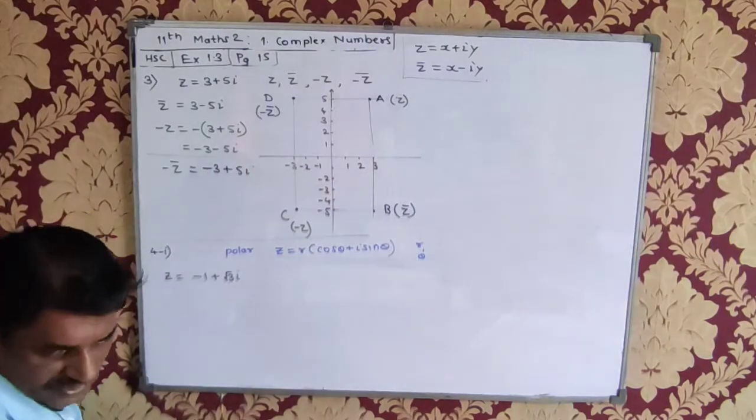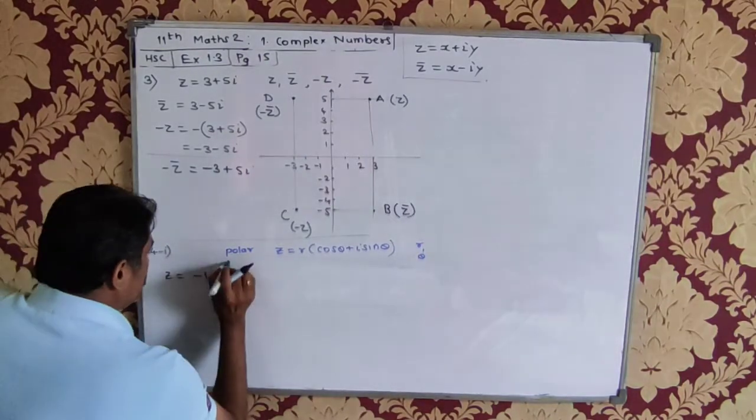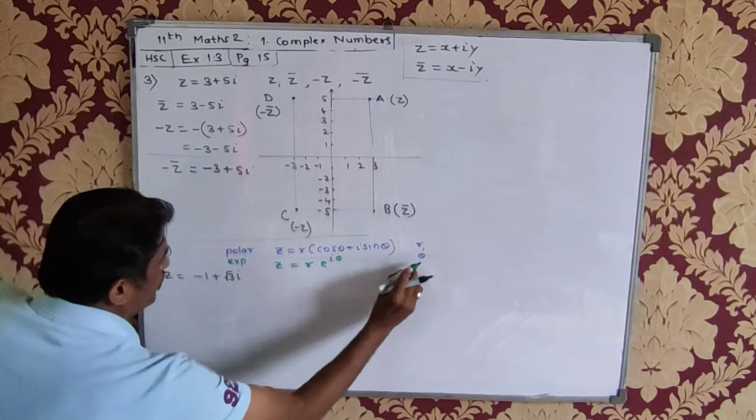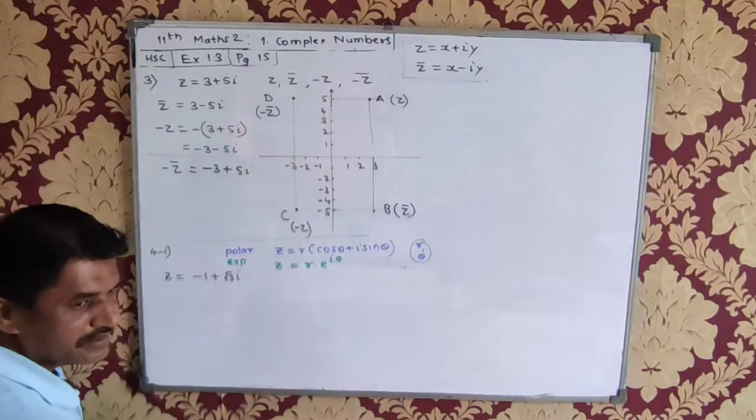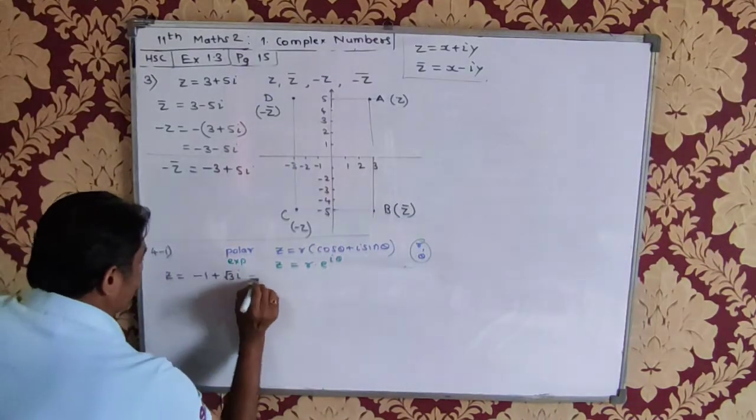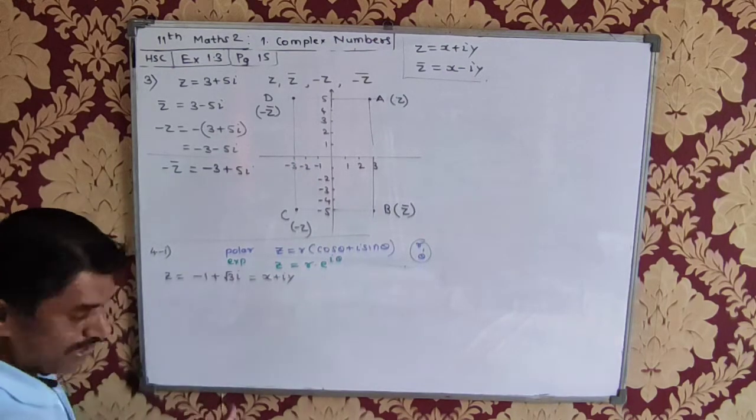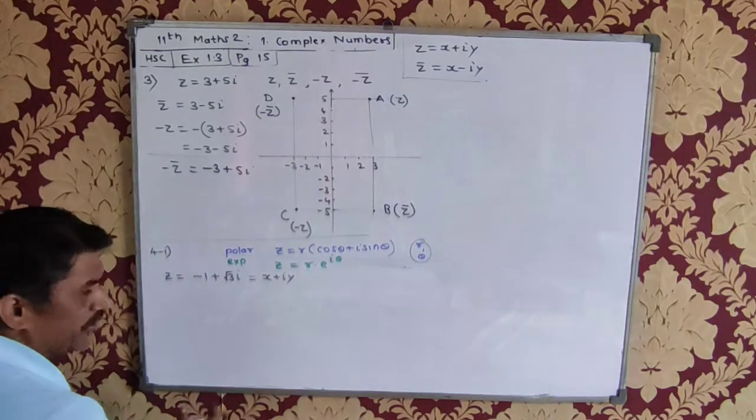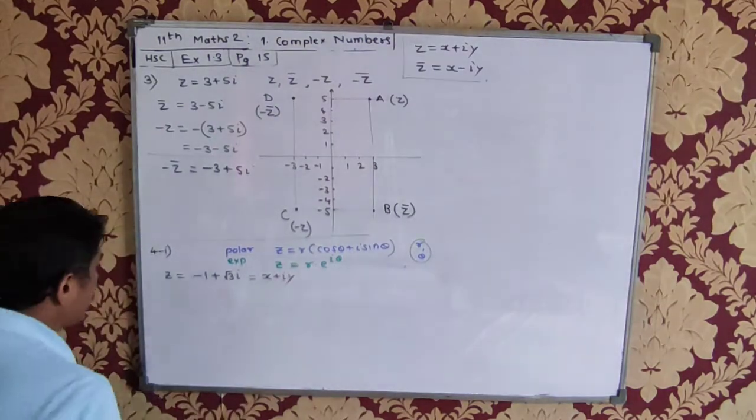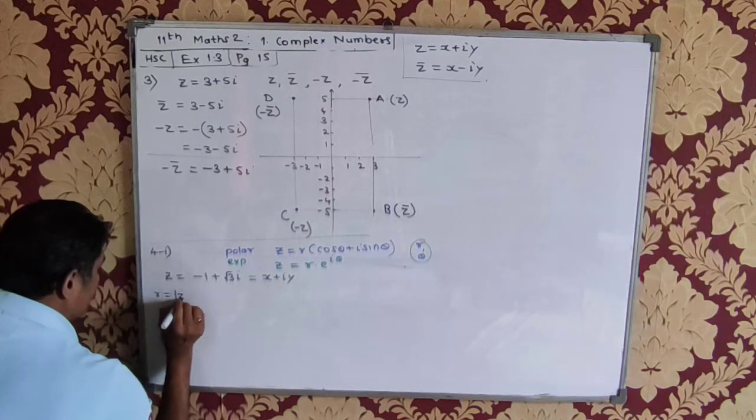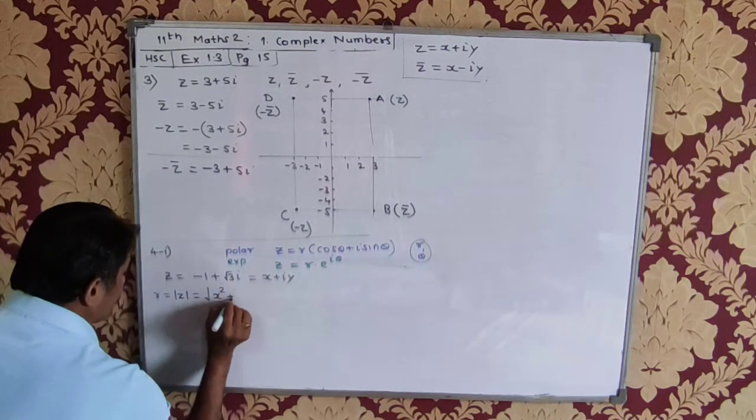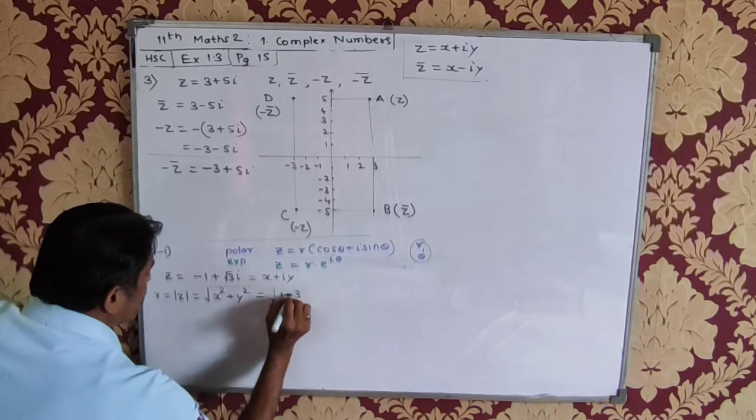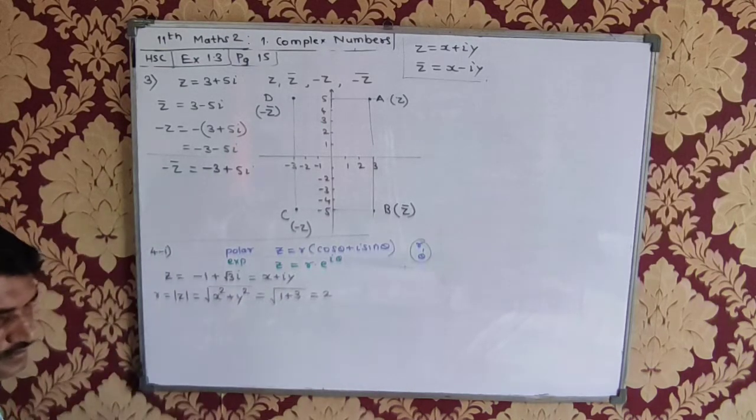And what is the exponential form? Exponential form: z is equal to r into e raised to i theta. So here also I have to find out r and theta. And this is the Cartesian form, x plus iy. So in short, I have to find out the modulus and the argument. We have already done that. So r is equal to modulus of z, which is the square root of x square plus y square, that is the square root of minus 1 whole square plus root 3 whole square, which is equal to 2.